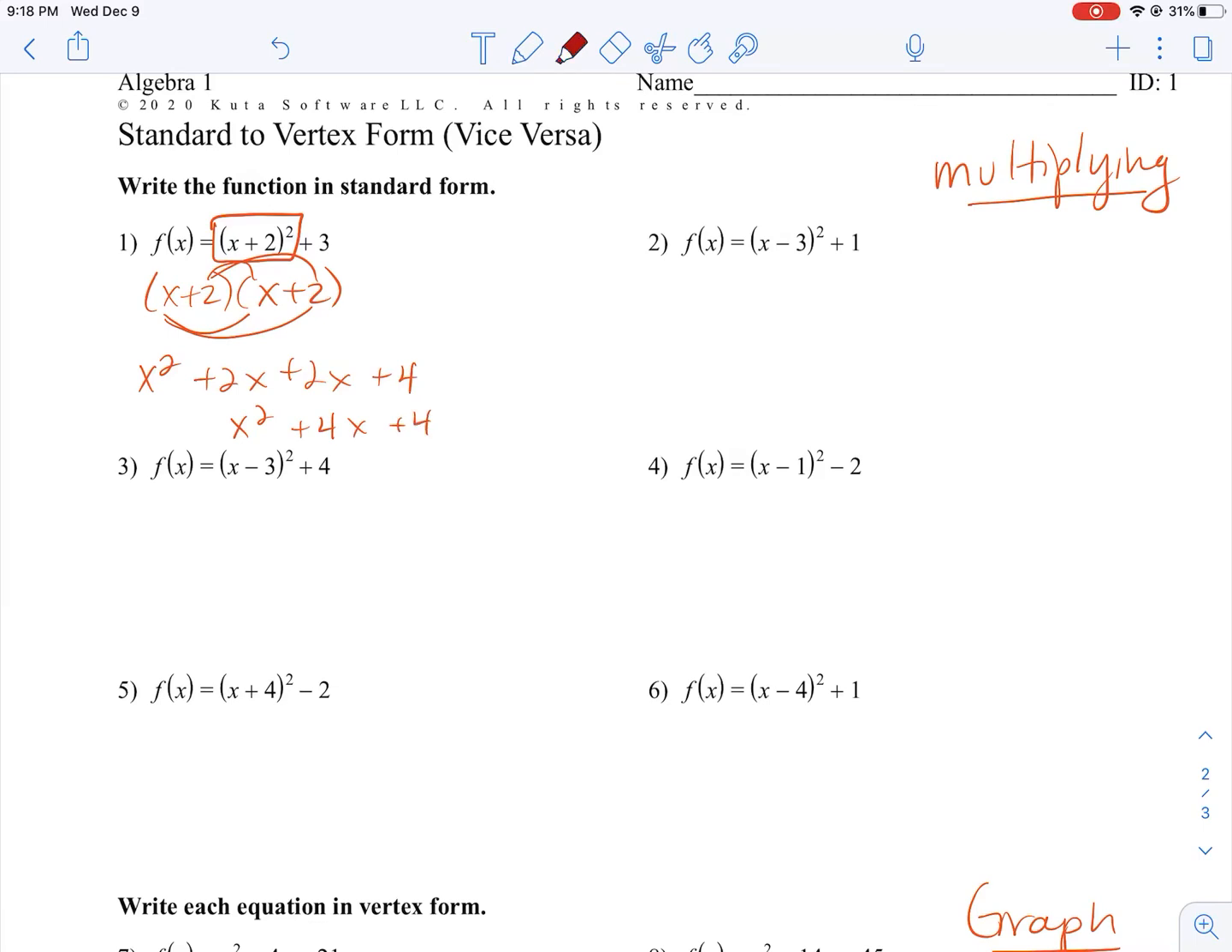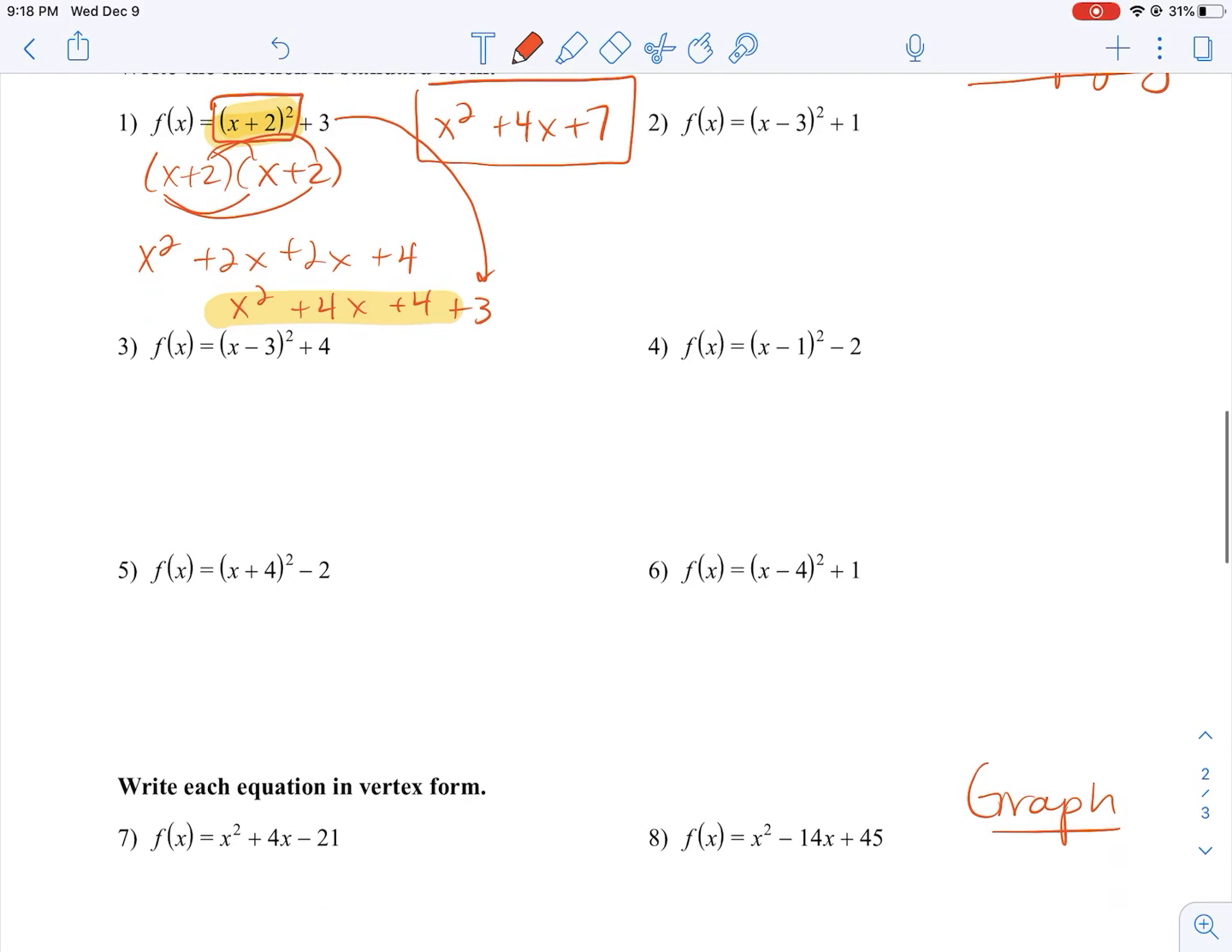That just replaces this part right here. These two are the same. So I have to bring down the plus 3 at the end. Okay, so this actually in standard form is x squared plus 4x plus 7. That's my standard form. So again, you want to multiply, I'll do one more of those. So you want to multiply out the parenthesis that's squared. So in this case, I'll box this one. So x minus 3, x minus 3.